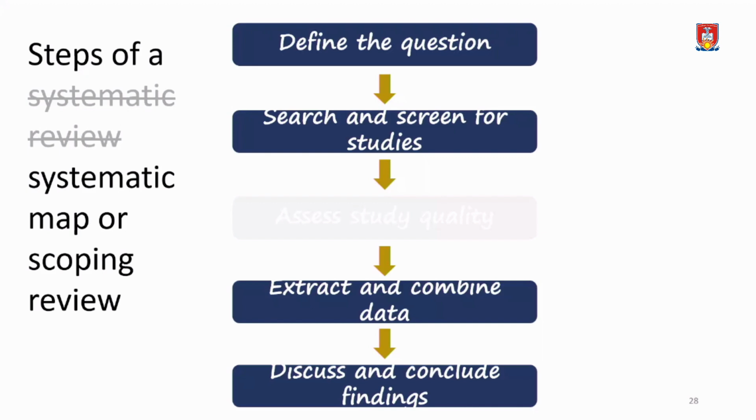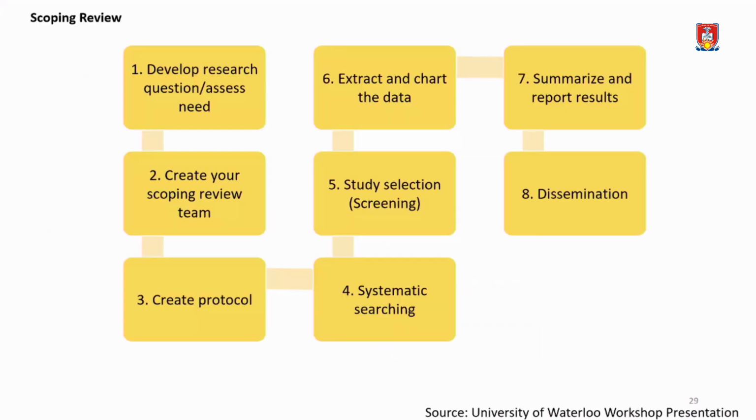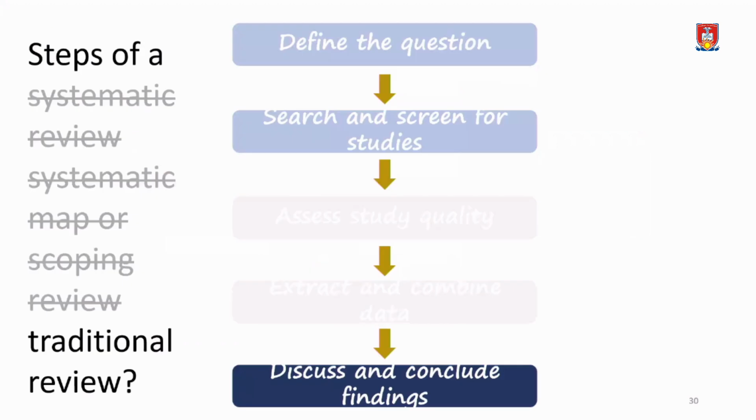takes some time and some understanding to do. So for a scoping review, that step is also skipped here in the second version of the steps. You can see this one is now 8 steps. So that quality of study assessment has been skipped.